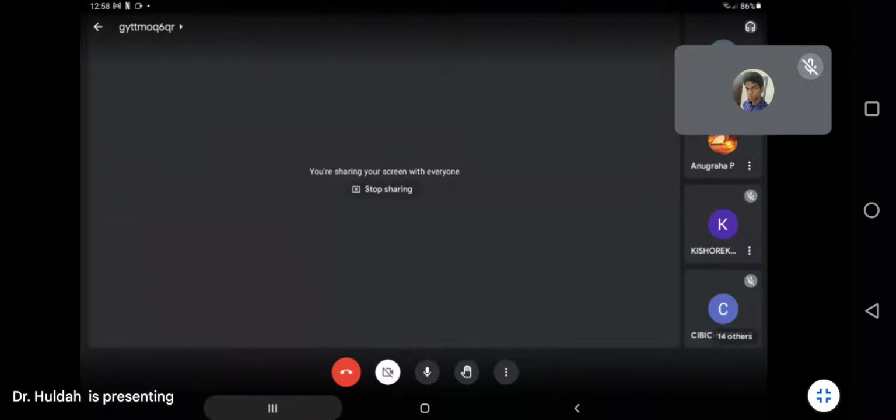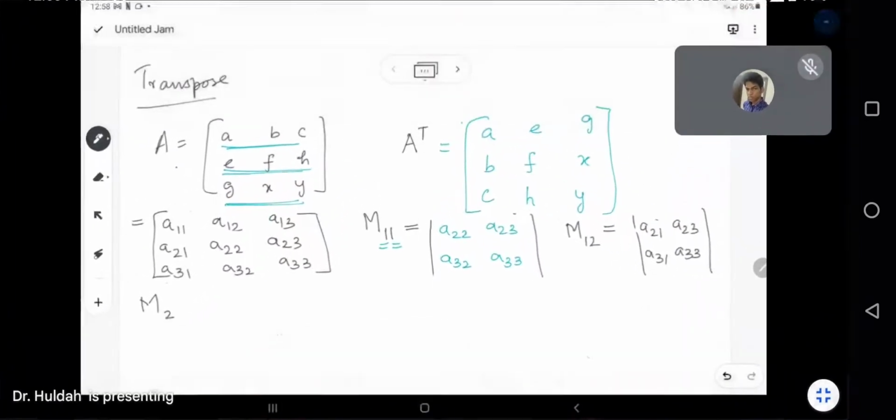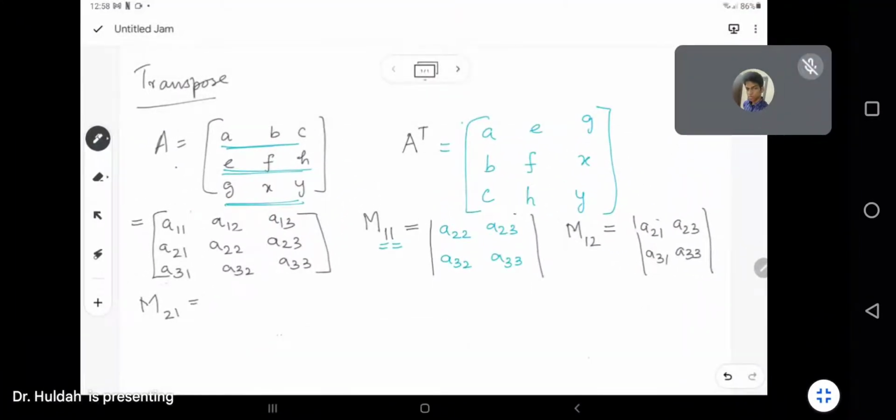Sibi, to tell me what is M21. Then Kishore will tell me what is M22, the minor of M22.